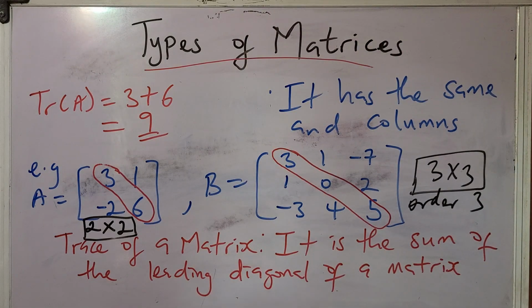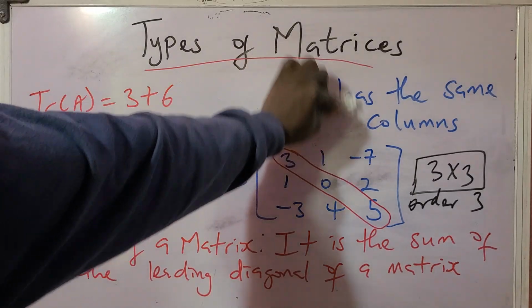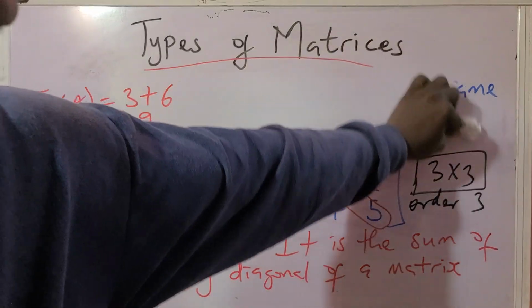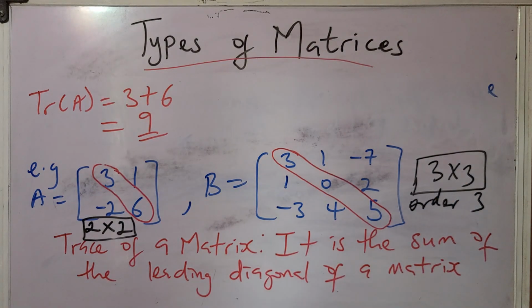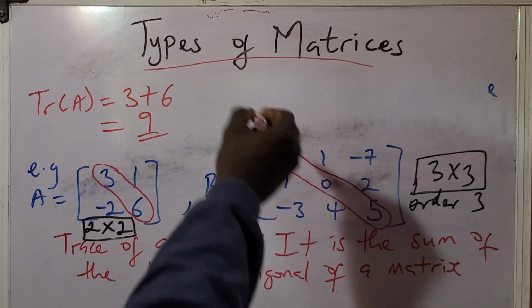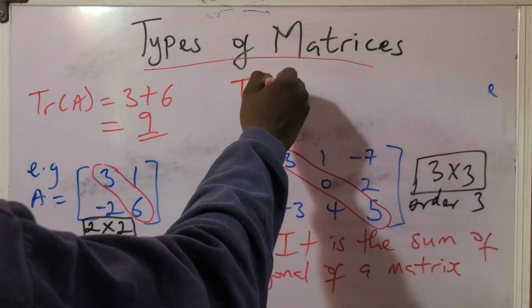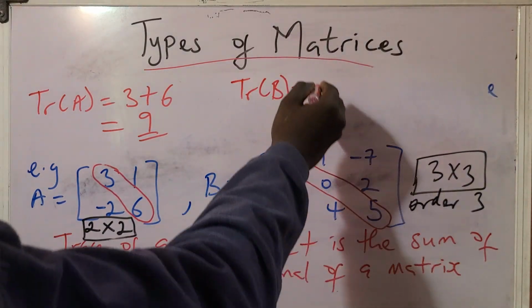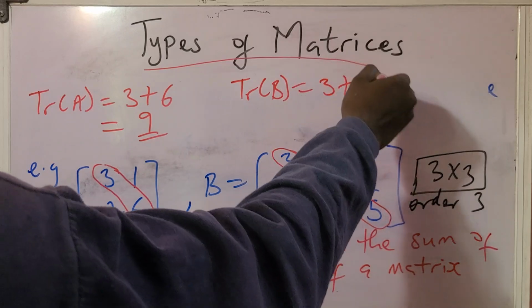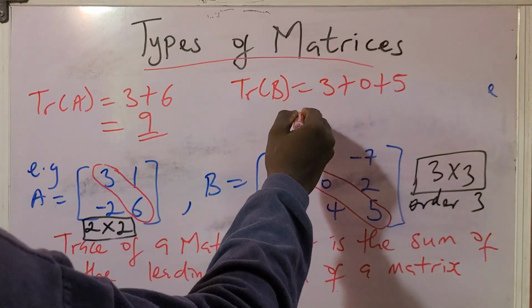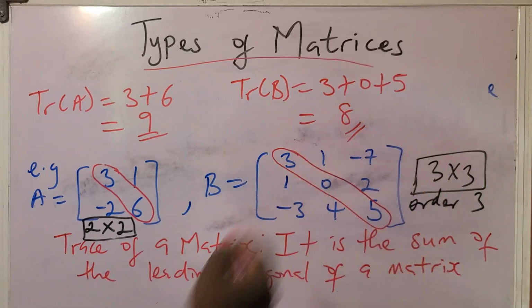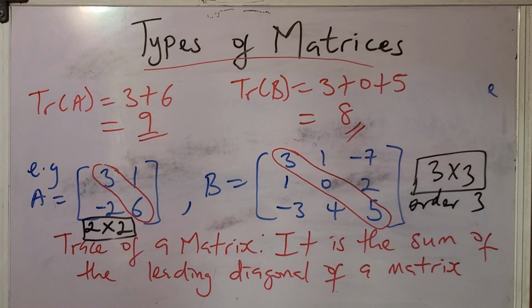Whereas the trace of matrix B, which is obviously also going to be the sum of the leading diagonal. So the trace of B will be 3 plus 0 plus 5, and that will be 8. So that's how you find the trace of a matrix.